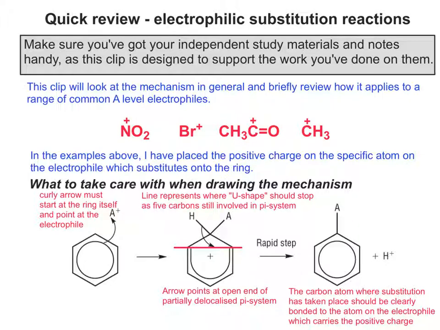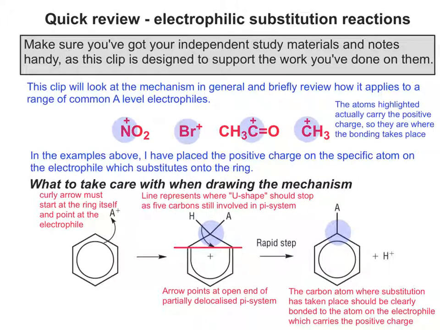And the carbon atom where substitution has taken place should be clearly bonded to the atom on the electrophile which carries the positive charge. So if you look back up at the electrophiles towards the top of the screen, you'll see I've highlighted where the bonding takes place. It's the actual positive charged part of the electrophile that bonds directly to the carbon that's highlighted on the mechanism. It's very important to get that bit right.